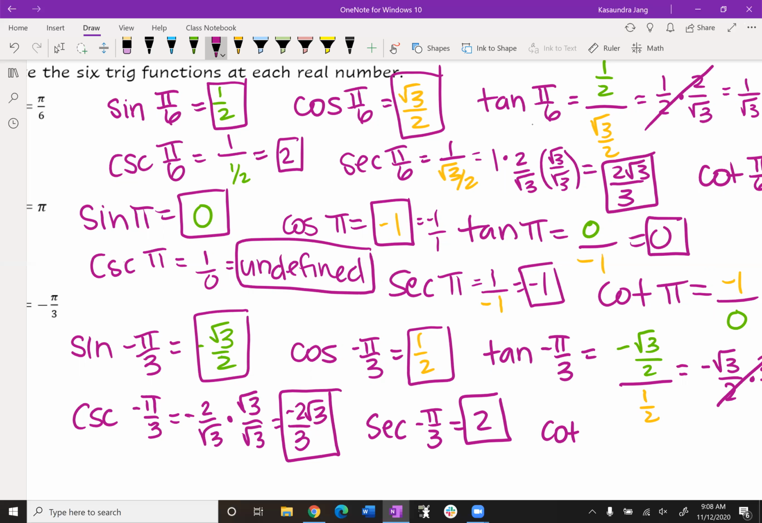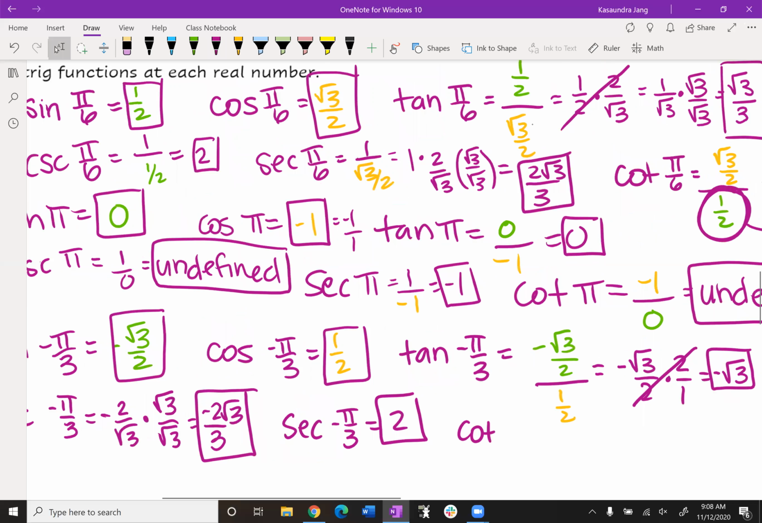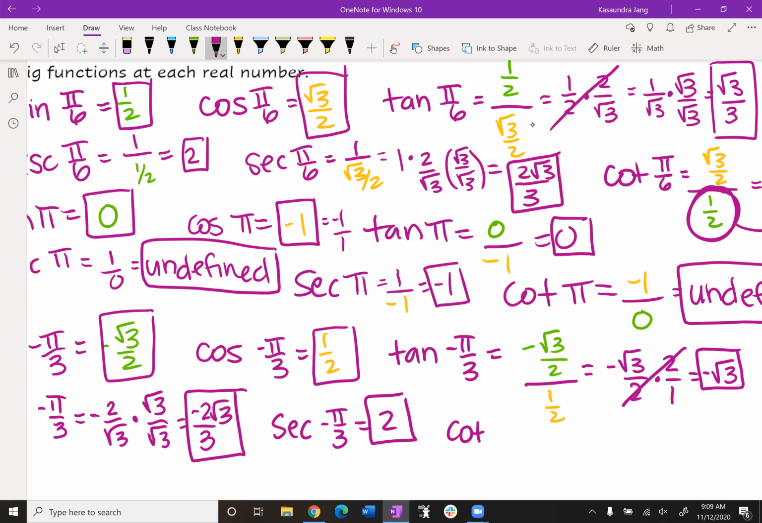Cotangent is the reciprocal of tangent. I need cotangent of an angle. Cotangent of negative pi thirds is the reciprocal of, now I had a negative root 3, you can put it over 1. If I do the reciprocal of that, I get a negative 1 over root 3. So I do have to rationalize the denominator here. I'll multiply by root 3 over root 3. And I get a negative root 3 over 3. A nice pretty whole number in the denominator now, so that's considered simplified.